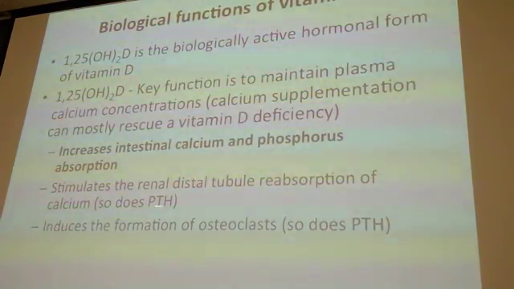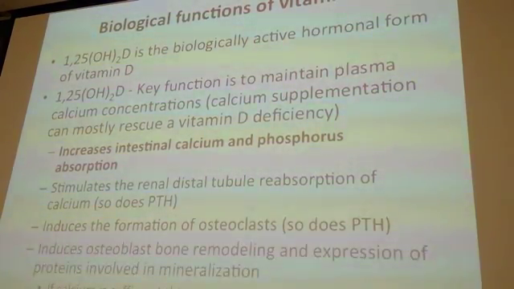So it can induce the formation of osteoclasts, similar to parathyroid hormone. And if calcium is present, it can also function in promoting bone building. So it has these kind of contradictory effects depending on the presence of calcium. It can induce osteoblast bone remodeling, so either the release or the buildup of bone. And it induces the expression of proteins involved in mineralization. If calcium is present, it's going to promote mineralization and the buildup of the bone.